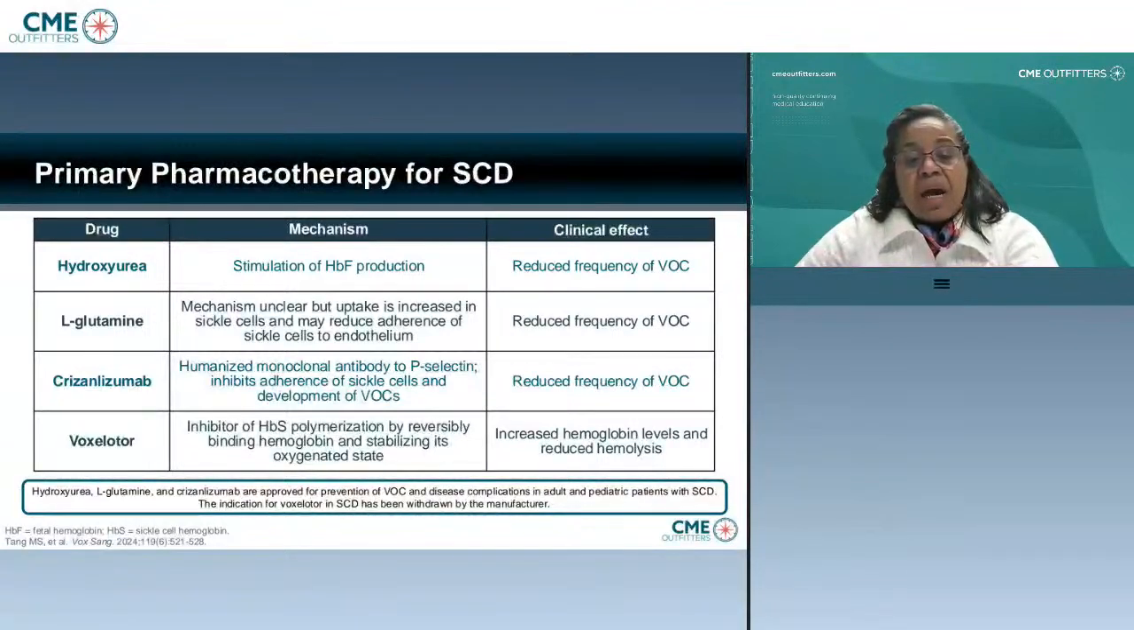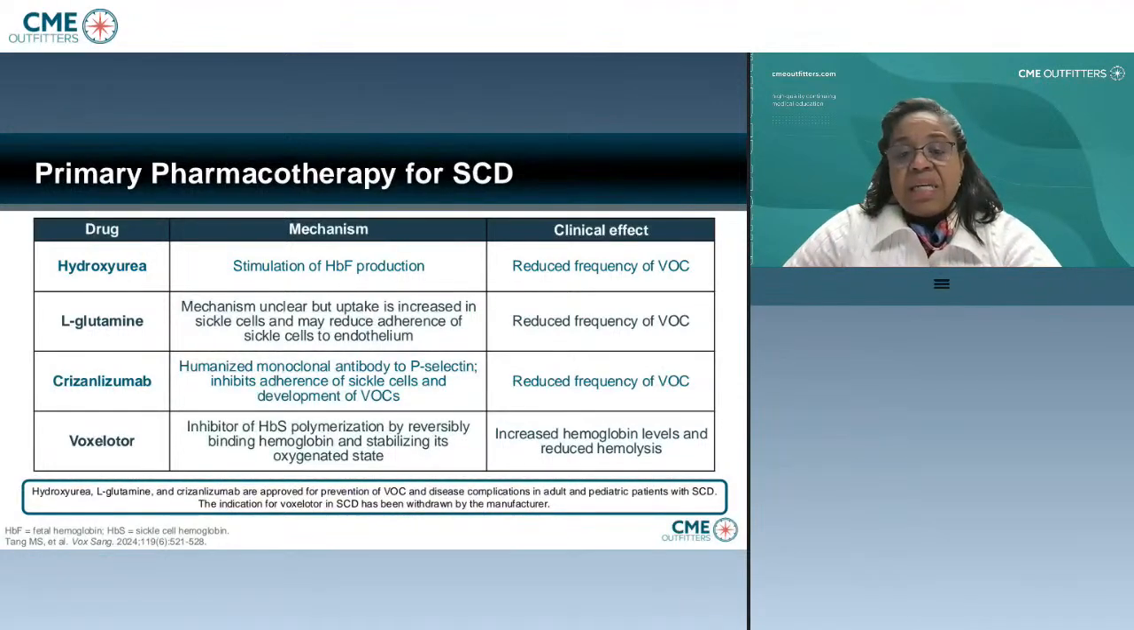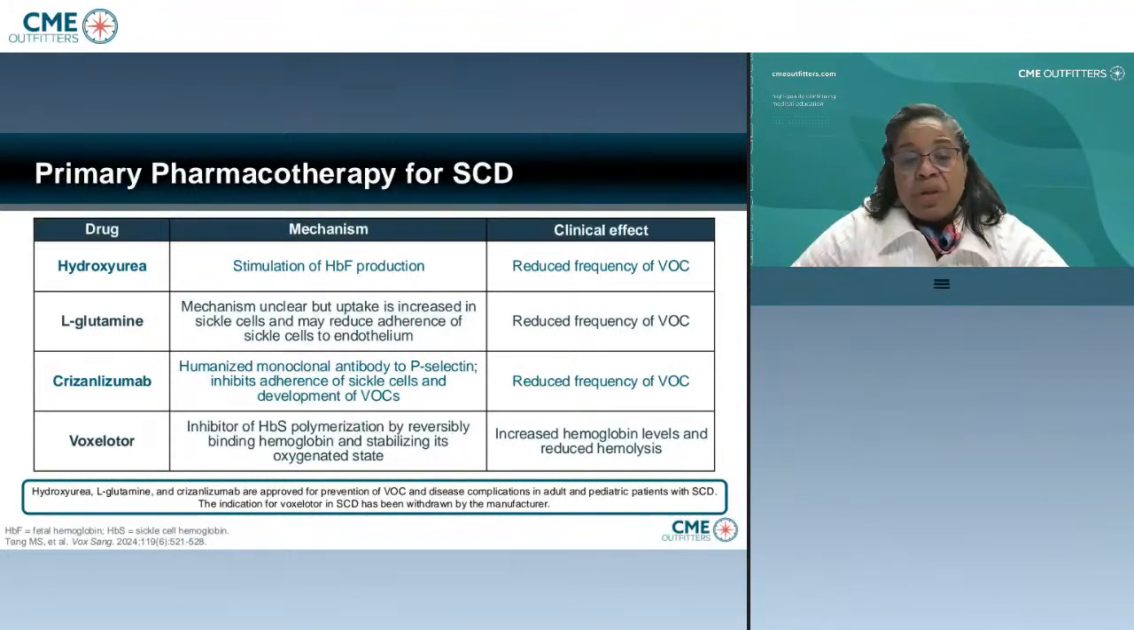Lastly, Voxelotor, the drug that was also approved in 2019, has a different clinical effect. It was approved under the knowledge that it increased hemoglobin levels by at least 1.1 gram per deciliter and reduced hemolysis. The mechanism of action is that this is an inhibitor of hemoglobin S polymerization, and by decreasing the polymerization, it decreases the cycling of the red cell, and thus reverses the binding of hemoglobin, stabilizing hemoglobin in the oxygenated state.